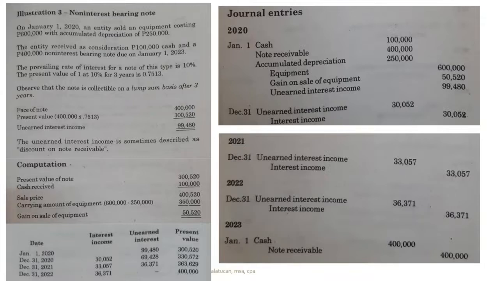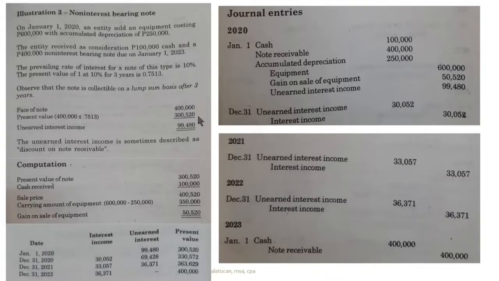Next, how do we get the next present value? Okay? So, to get the next present value, mao na siya ang buhaton. 300,520 plus 30,052 to get 330,572. So, ang goal ani is from the present value nga 300,000, dapat at the end of 3 years, it will become the face value of the note.